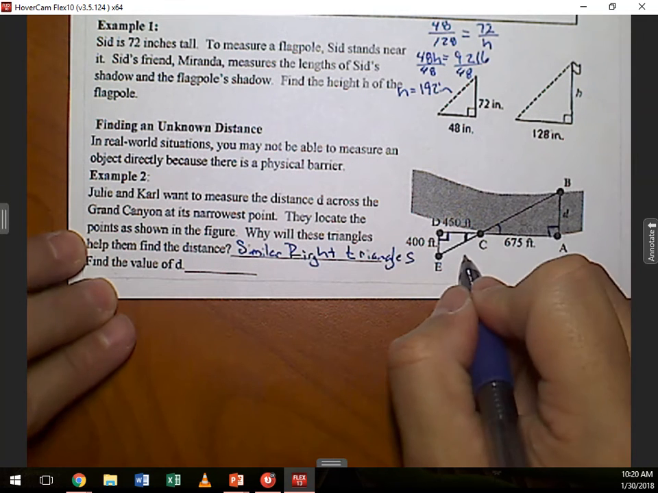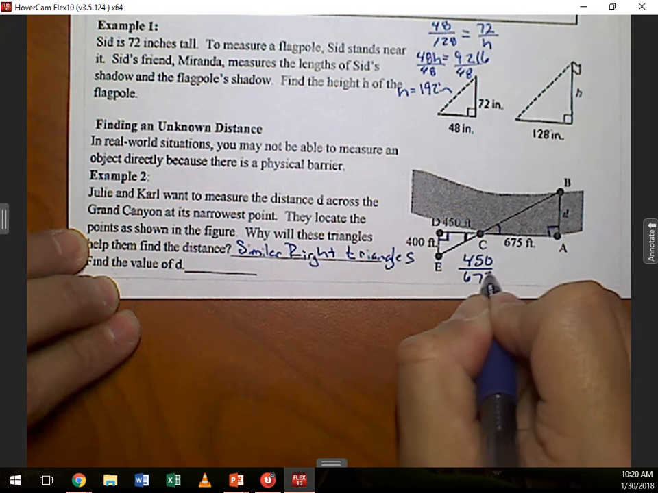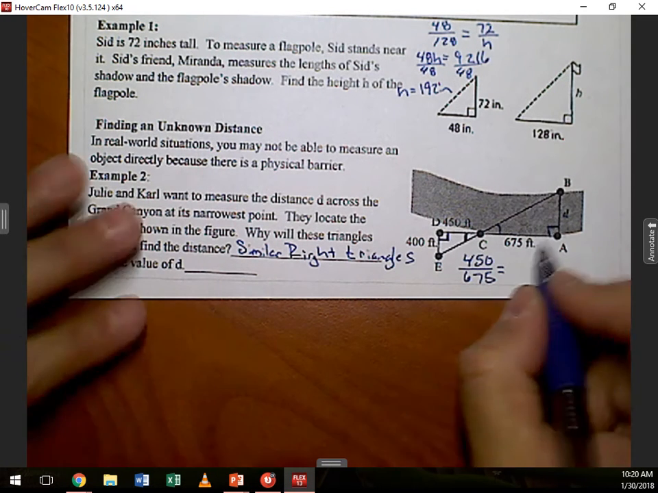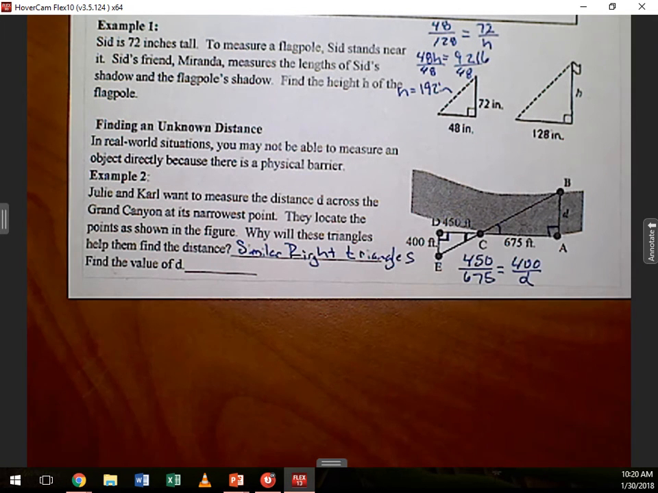So I'm going to say 450 over 675 is equal to 400 over D. Very good. So please, everyone, right now, I would like for you to solve for D.